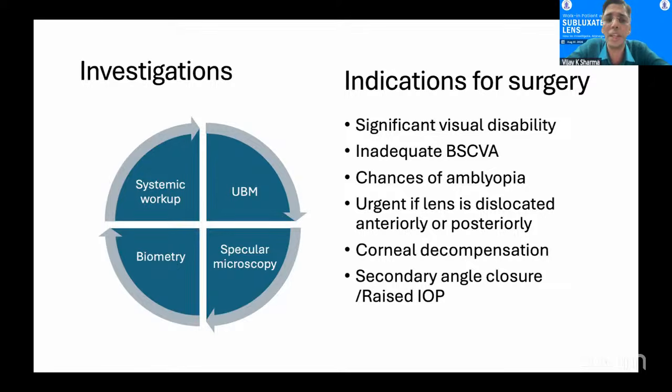UBM or ASOCT may not be much useful to see the zonular dehiscence, but UBM, especially in cases where there is a corneal opacity or there is a non-dilating pupil, in those cases, to see the extent of zonular dehiscence, UBM can be very, very helpful. The biometry has to be done correctly, and specular microscopy in case there are other comorbidities, a lot of vitreous in AC. In those cases, the specular count should be done so that you can counsel the patient properly before undertaking the patient for surgery. Now, indications for surgery: decreased vision.